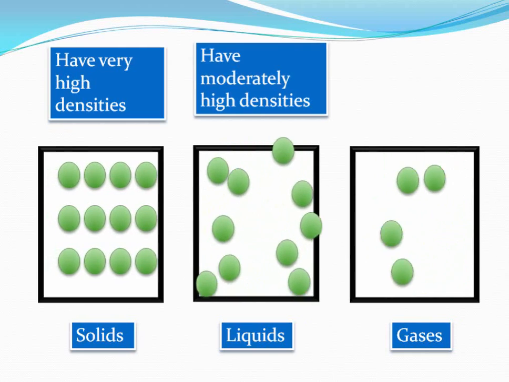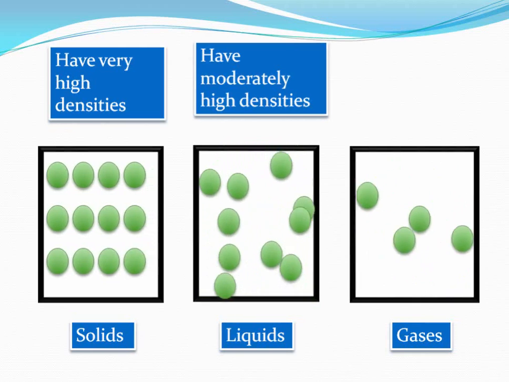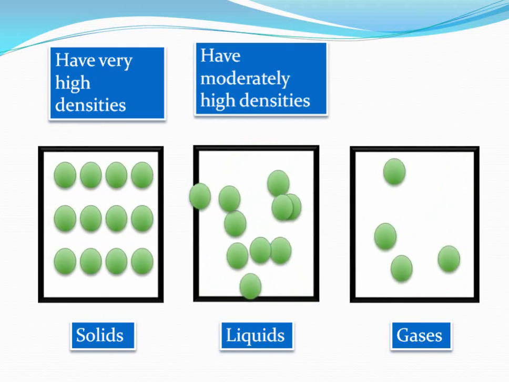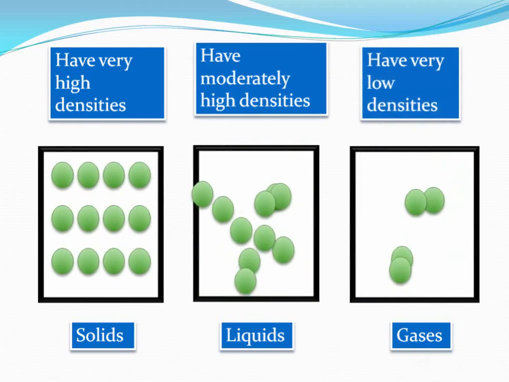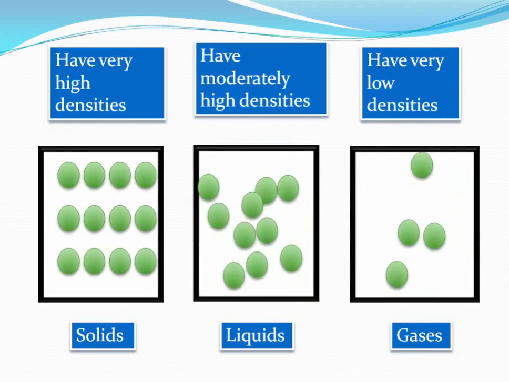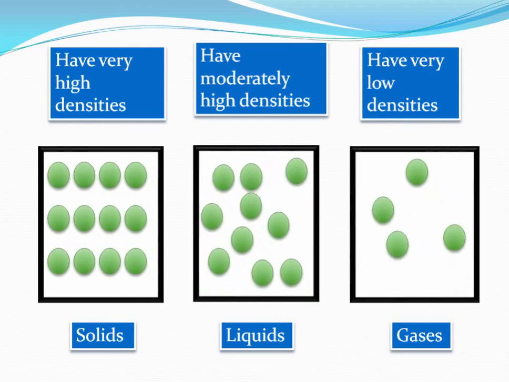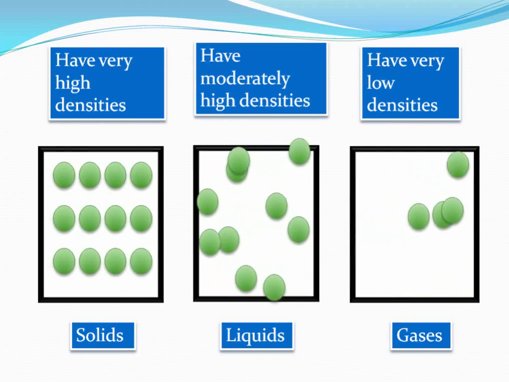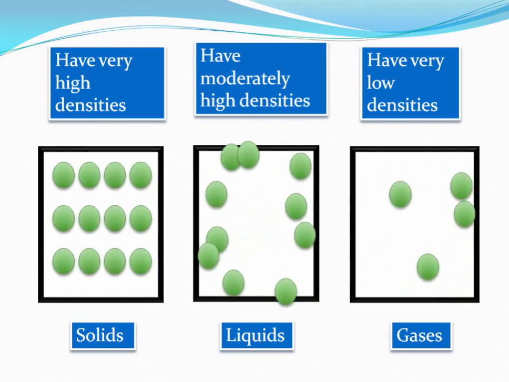In case of liquids, the particles are very close together but not as close together as in solids. So in this case, the density is less than that of solids because there are less particles in a unit volume of a liquid, isn't it? And so there is less mass in a unit volume of liquid. In case of gases, the densities are extremely low because the particles are so far apart that in a unit volume of a gas, there are very less particles, and so there is very less mass in 1 unit volume of a gas. That is why gases have very low densities.